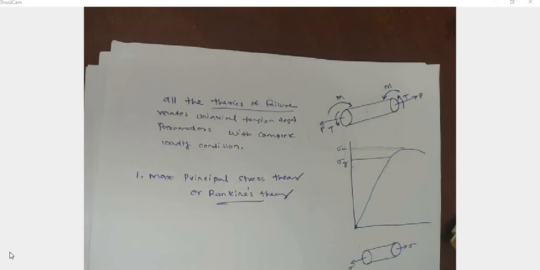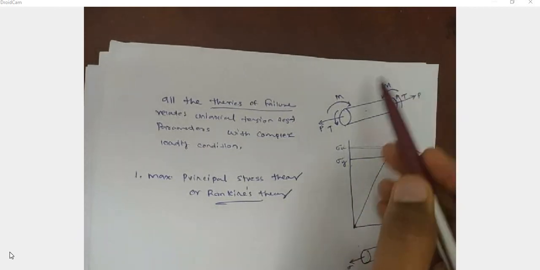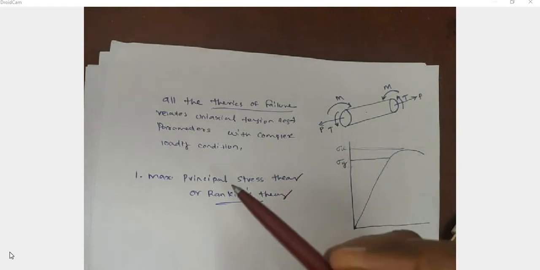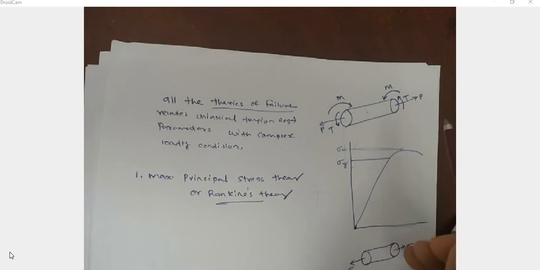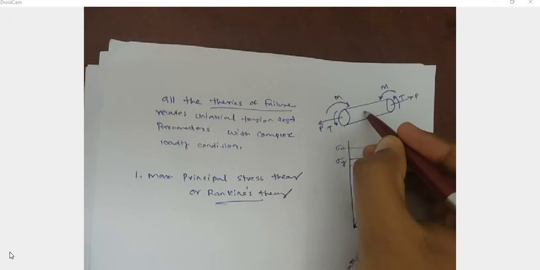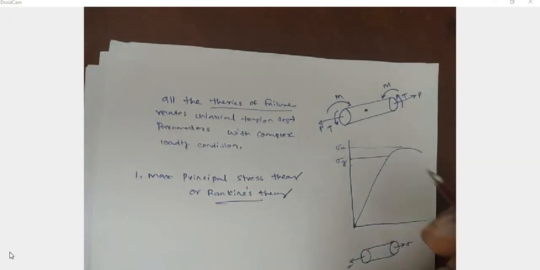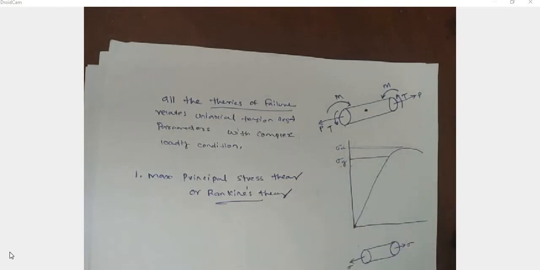So this is the first theory. According to this theory, failure will occur. So how will this complex loading condition member fail? According to this theory, the member fails when the maximum principal stress at any point reaches the value corresponding to the yield point in the uniaxial tension test of that material. So that is the maximum principal stress theory.